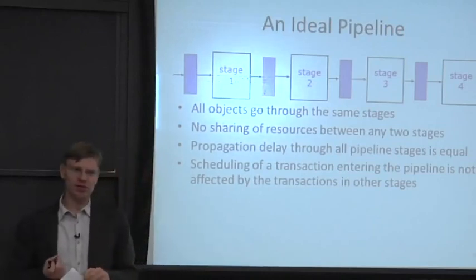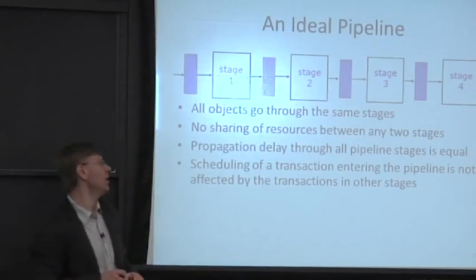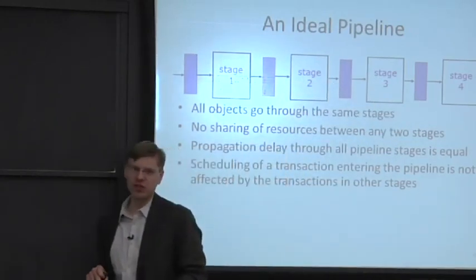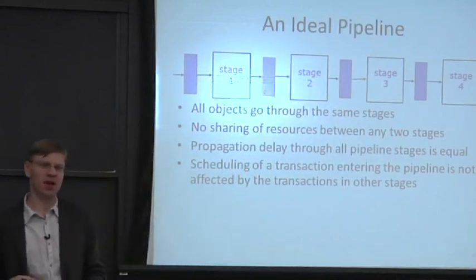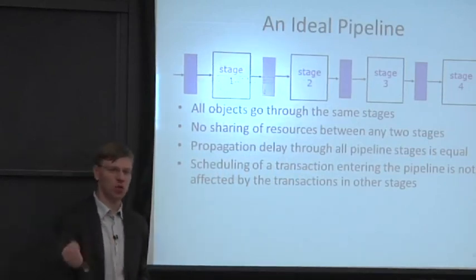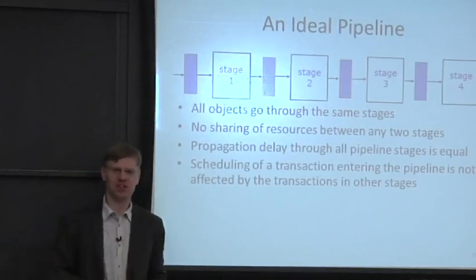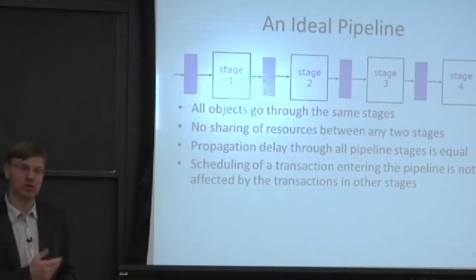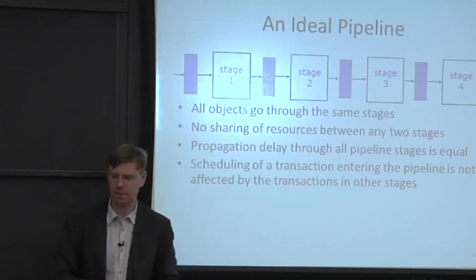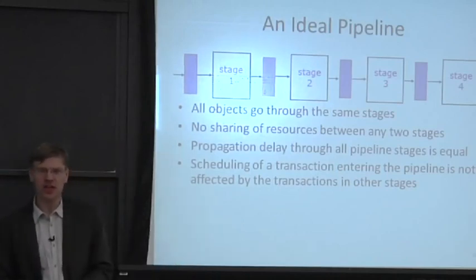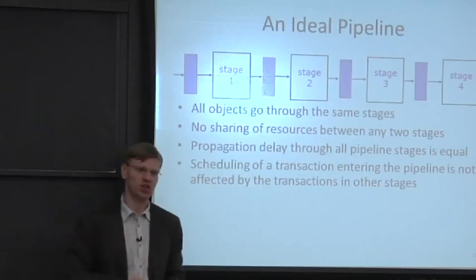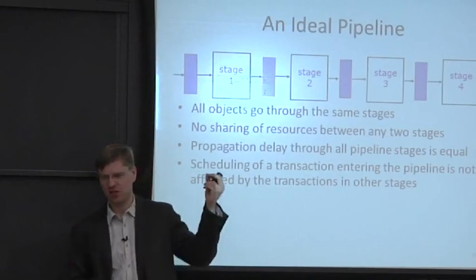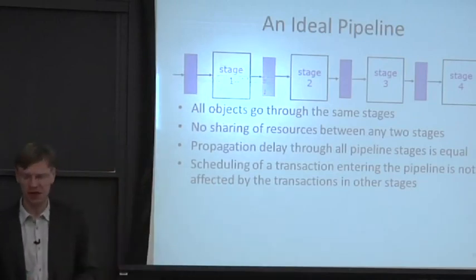You don't want any resources shared between different stages. So you don't want some resource here which is shared between stage 2 and stage 3. An example of this in a car assembly line would be one tool which 2 different assembly stages have to use. That would cause what is known as a structural hazard in processor design. The propagation delay between all the different stages should be the same. So the time taken for stage 1 should be the same as stage 2, same as stage 3, which is the same as stage 4 in an idealized pipeline.